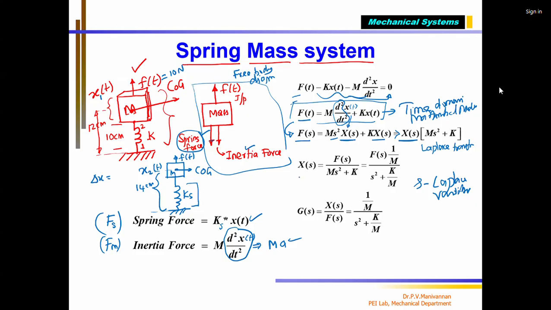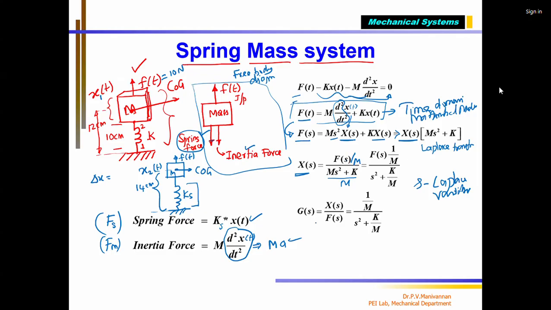So now I can write x of s from this equation. x of s equal to F of s divided by m s square plus k, and this can be written as F of s multiplied by 1 by m, divided by s square plus k by m. What I am doing is dividing the numerator and denominator of the equation by m. In that case, I get F of s divided by m, which is the 1 by m written here.